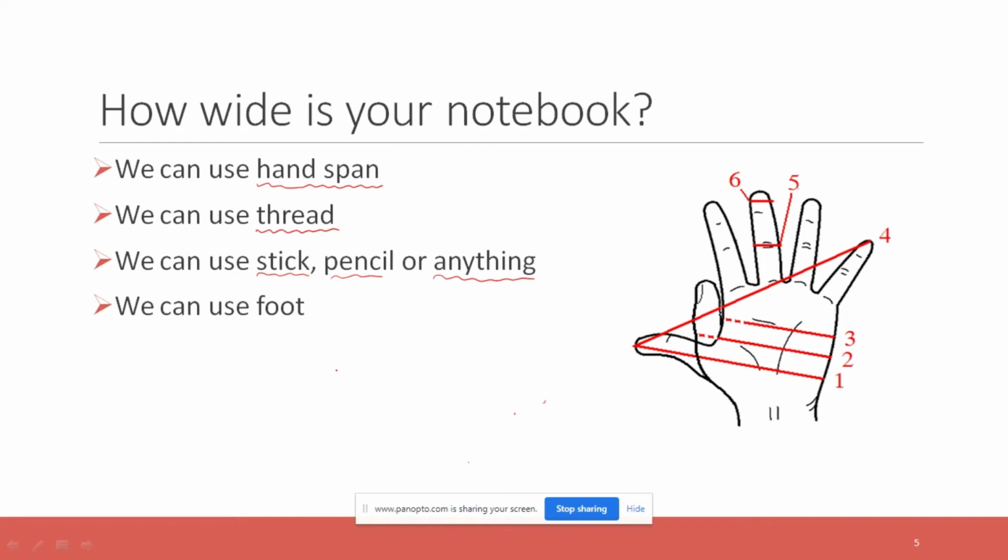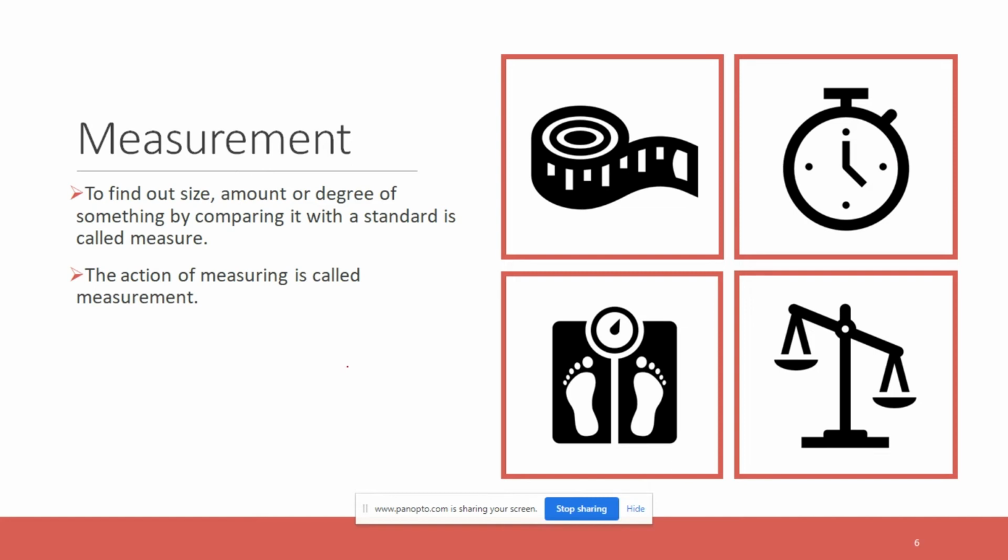So to overcome this problem, some scientists have used different methods, and these methods are known as measurements. We will learn about this in the next slide. Let us see what we mean by measurement.